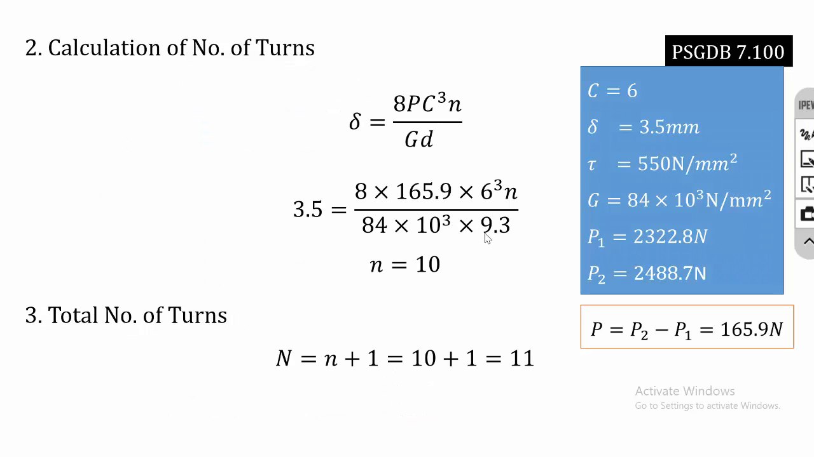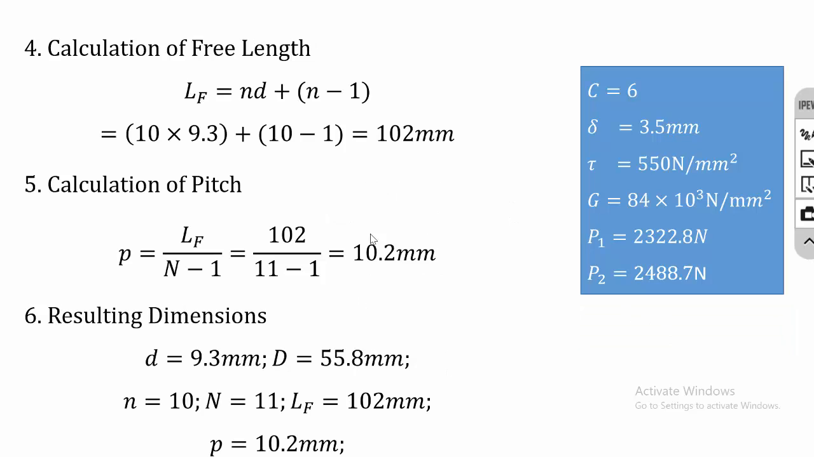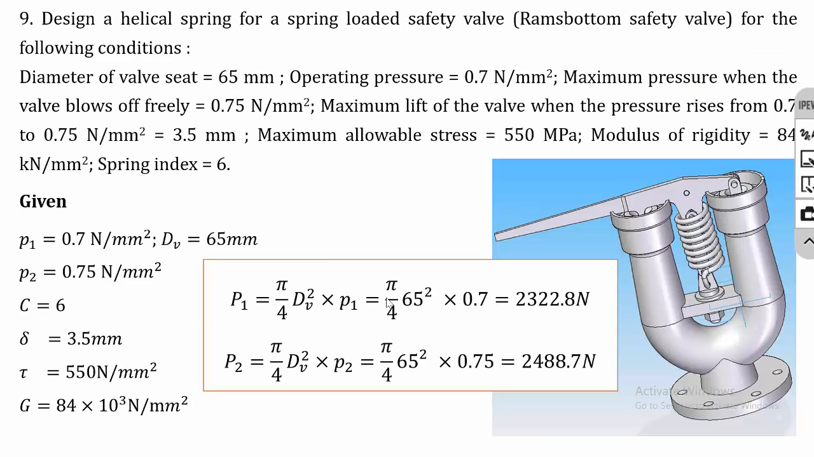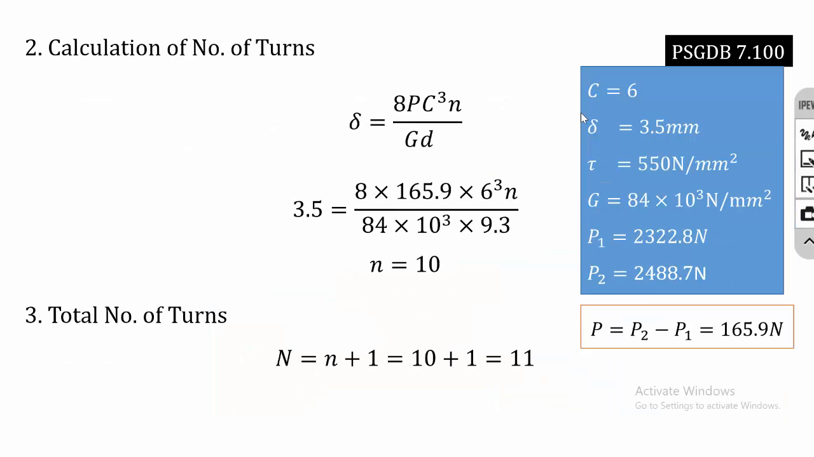There are two differences. One is the total number of turns and the other one is calculation of free length. According to this problem, remember that in ram's bottom safety valve, helical tension spring will be used. It's not a helical compression spring, so be clear about it, because in the problem they haven't specified anything about helical tension spring or helical compression spring. The only keyword is ram's bottom safety valve.